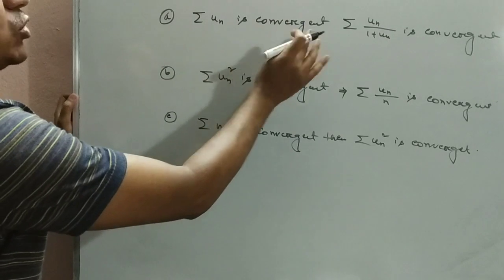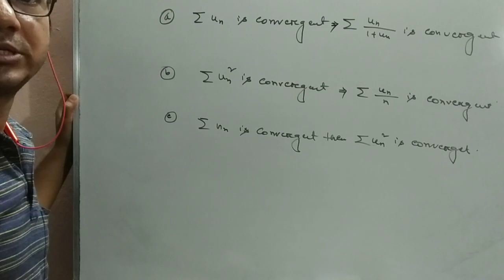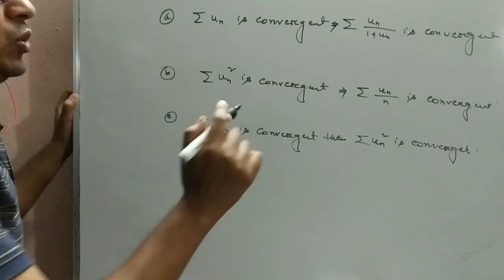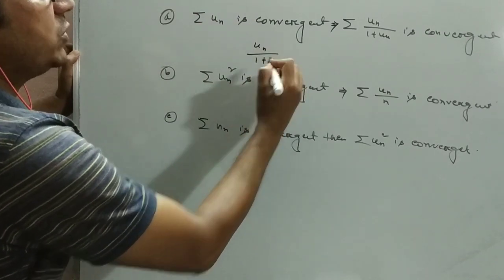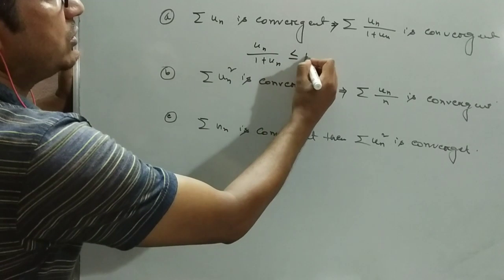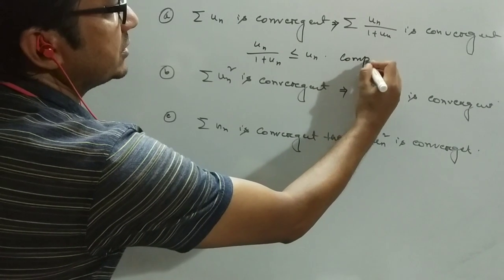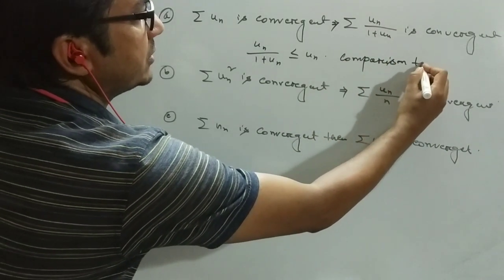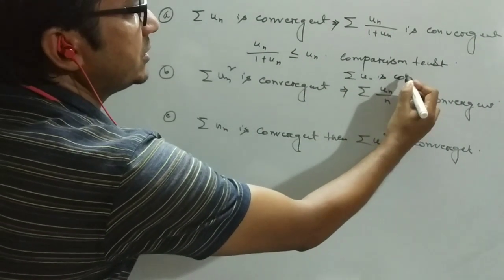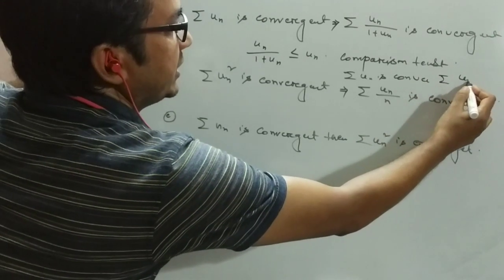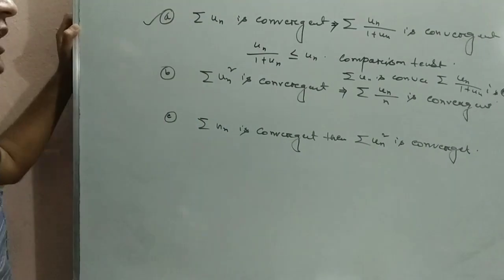In option A, summation un is convergent implies summation un by 1 plus un is convergent. We have un by 1 plus un always less than or equal to un, right? So by comparison test, if summation un is convergent, then summation un by 1 plus un is convergent. Okay, so this is right.